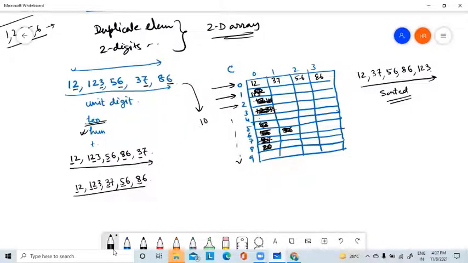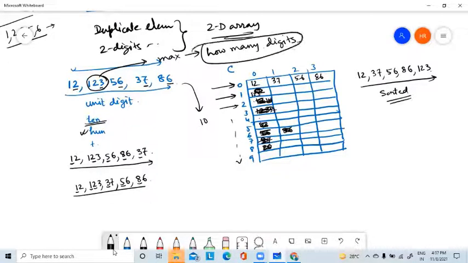In this sorting, how many times have I repeated this operation? It is based on the maximum number, and how many digits the maximum number has. Based on this, you have to perform the iteration. The number of iterations is based on how many digits are in the maximum number.